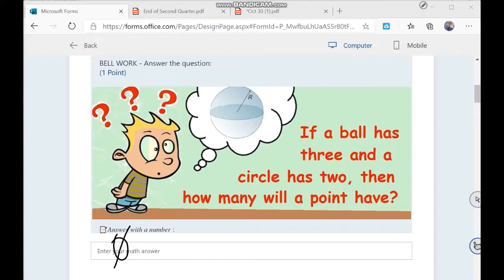The point is the only geometric figure that has no dimensions at all. Doesn't have width, doesn't have length, and doesn't have height. No dimensions, 0 dimensions. The answer for the bell work is going to be 0.